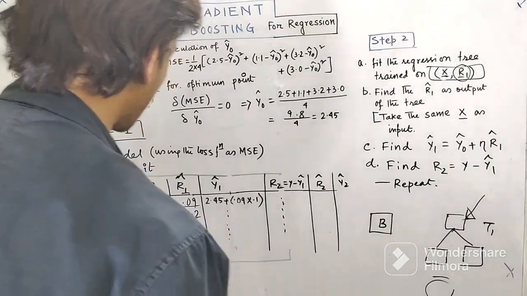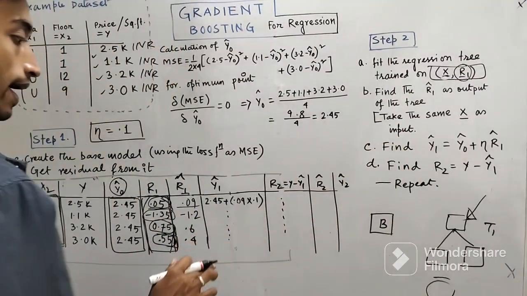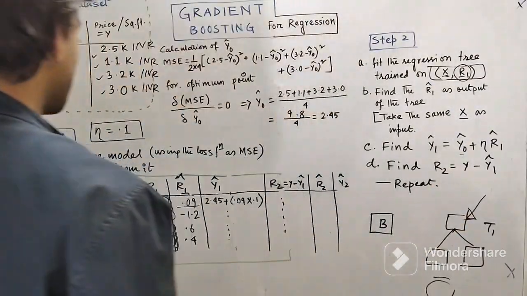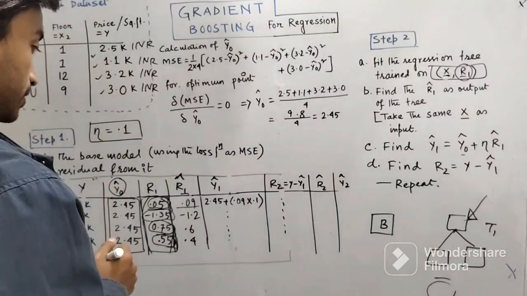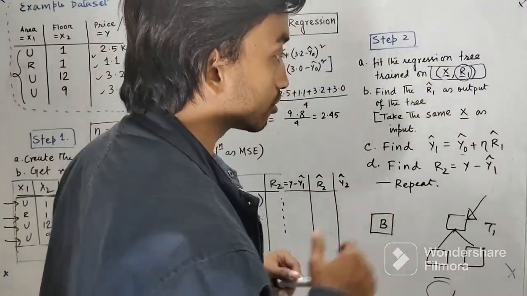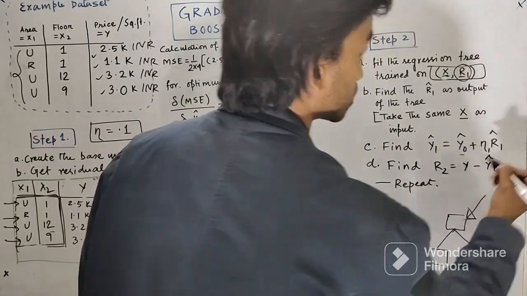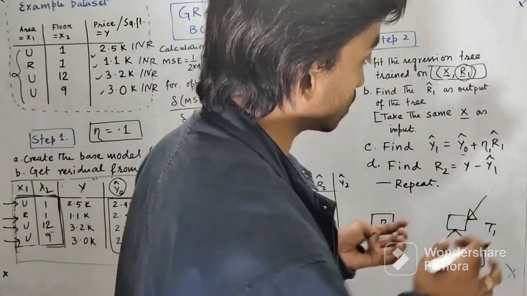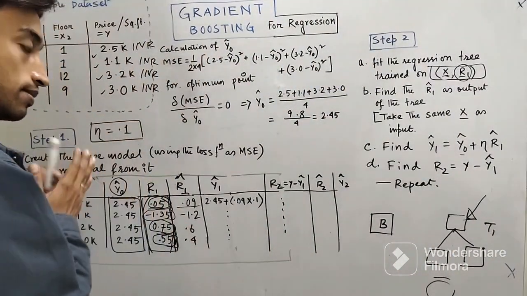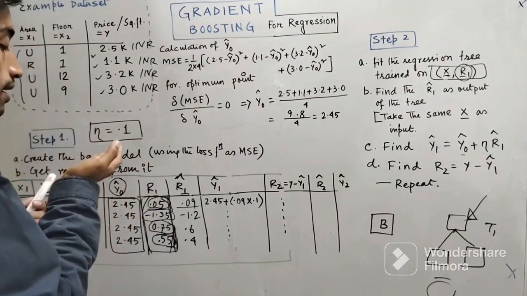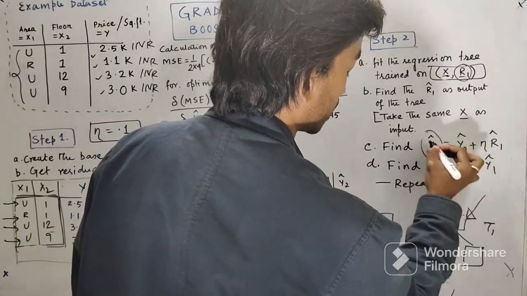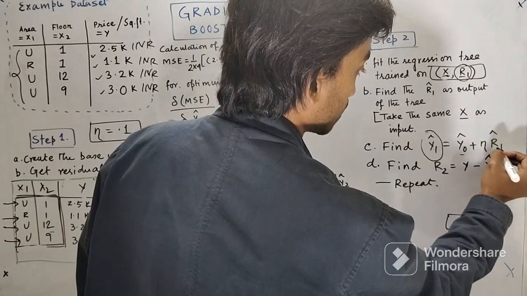Now what will be your Y1 hat? Y1 hat is nothing but Y0 plus eta into R1, where eta is your learning rate. If you are not interested in a constant learning rate, for the first step you can take eta 1, in the second step eta 2. I will give you a hint on how to do it at the end of the video. For this setup, take eta as a constant value. So you have to find this Y1 hat, that is Y0 plus eta times R1 hat.